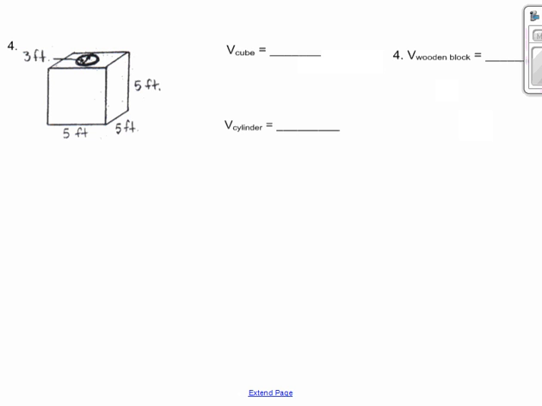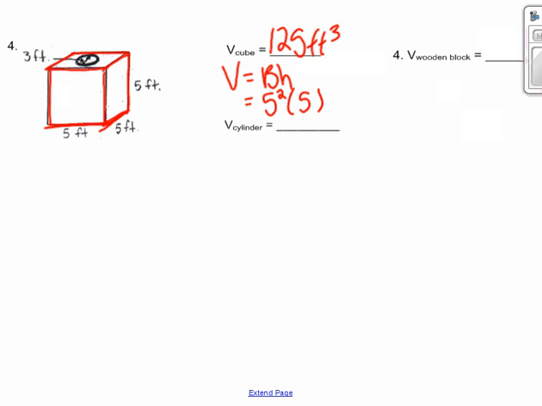Another one like that. Here we're going to go back to prism. It's not a cylinder anymore. And we're going to take a prism and cut off the cylinder. So to find the volume of the cube, that's the area of the base times the height. So the base is 5 by 5, so 5 squared. The height is also 5, so we get 125 feet cubed.